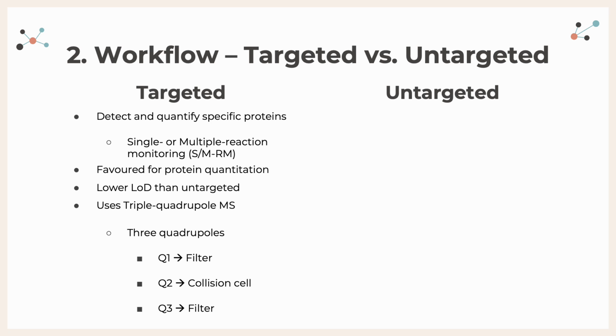And this typically uses triple quadrupole mass spec. And the jobs of the 3 quadrupoles are listed below. So the first quadrupole is a filter. You're blocking out essentially everything except your specific protein. And then the second quadrupole, you're breaking them apart using inert gases. And then the third quadrupole, you're going to take your transitions or your ions and filter them again to get the specific ones that you want. So that is the targeted method.